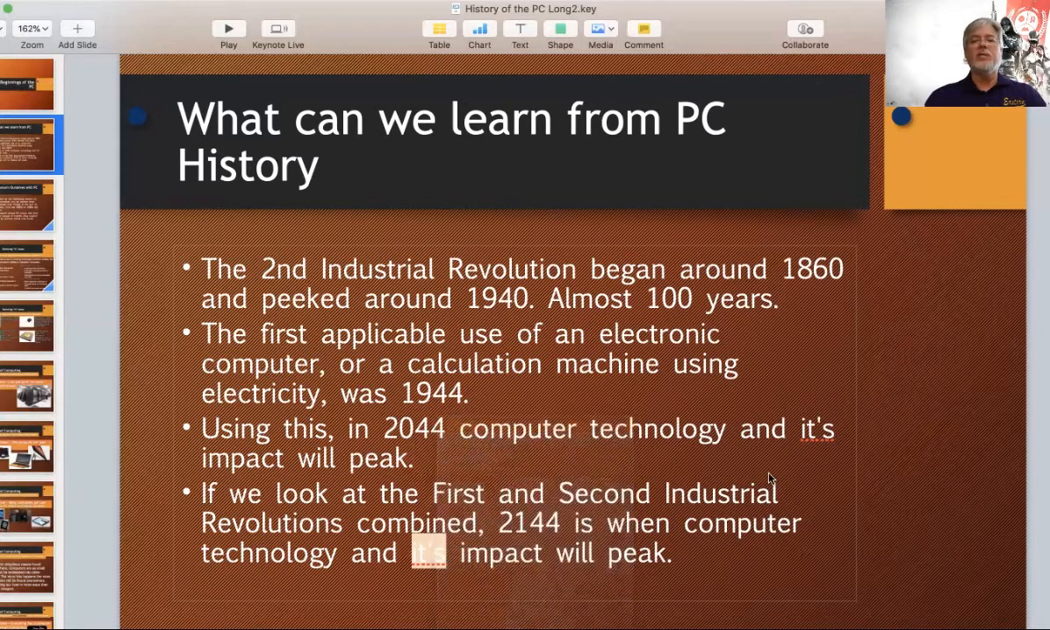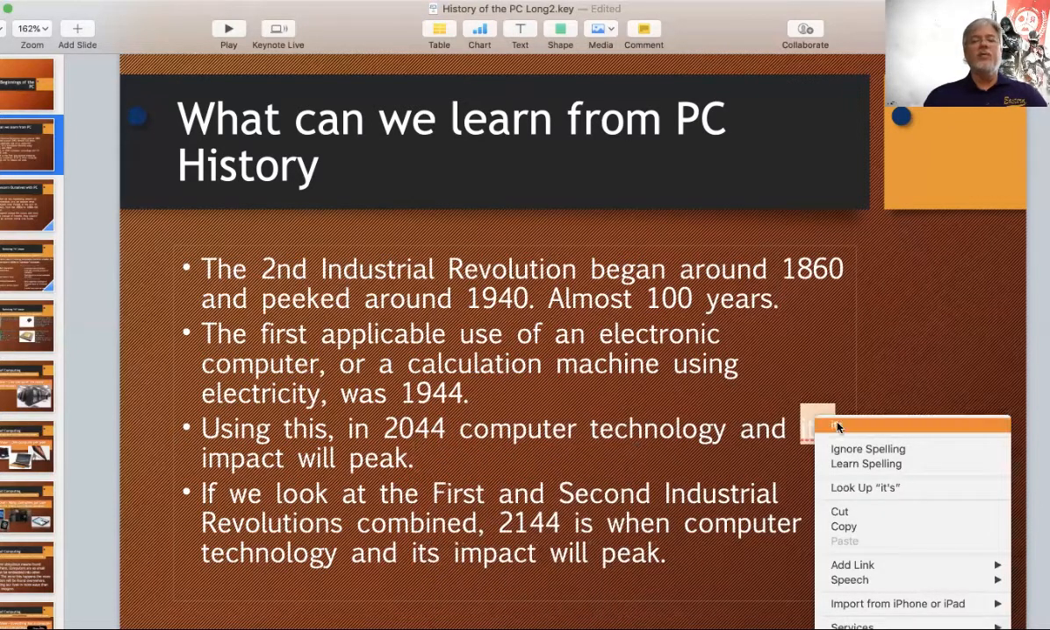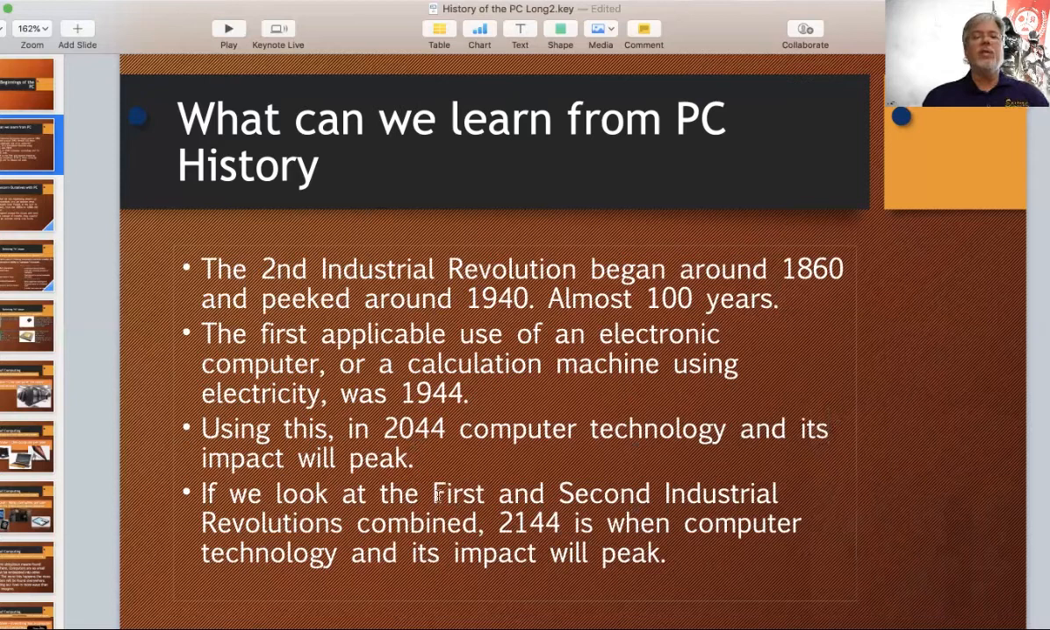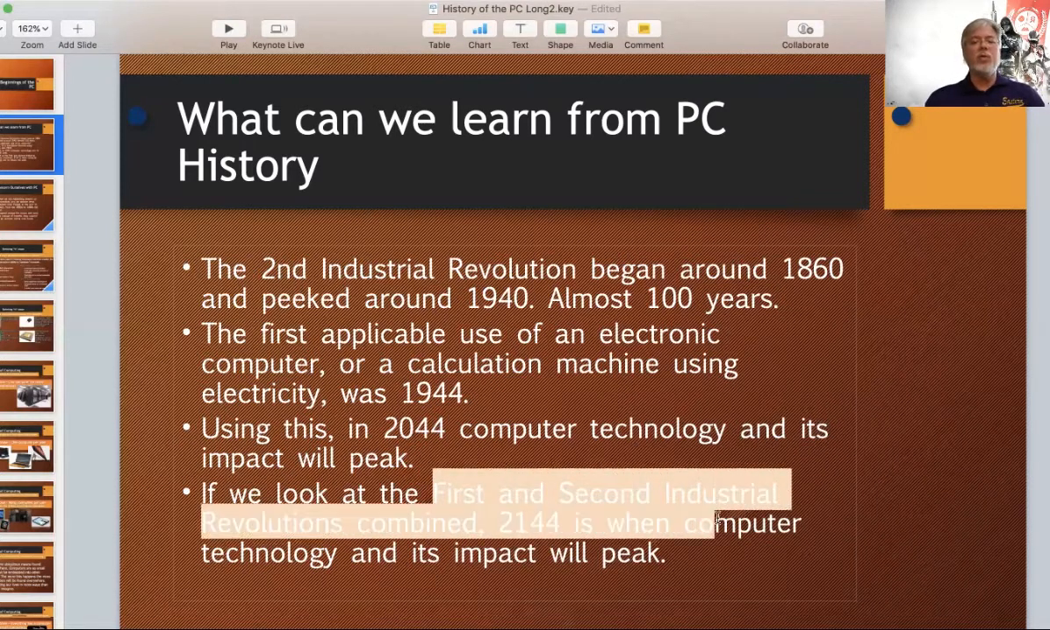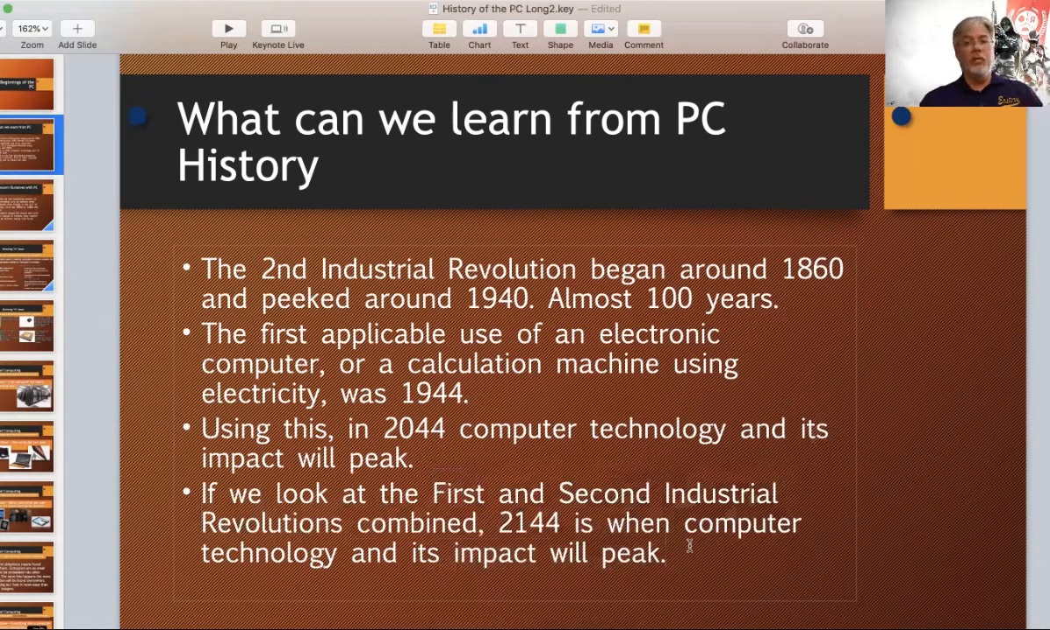Now, I think that is not true. I think that we actually have to take a look at the first and second industrial revolutions, and that adds a whole other 100 years to the scenario. And if we do that, then you're looking at the impact not peaking until 2144. Holy cow, 2144. That means we're kind of in the middle of this. We're not at the end of it. We're in the middle.